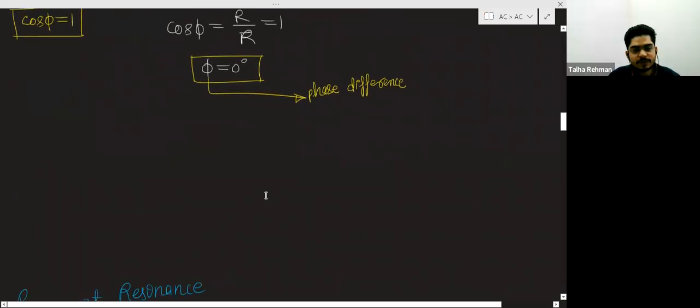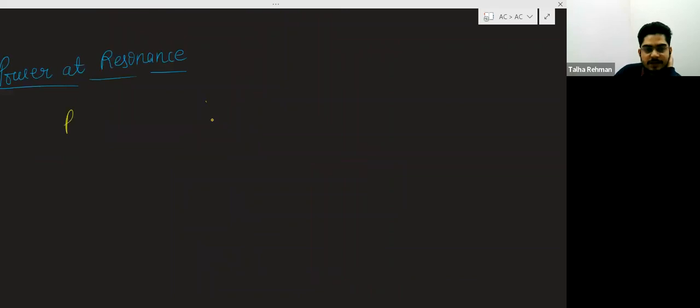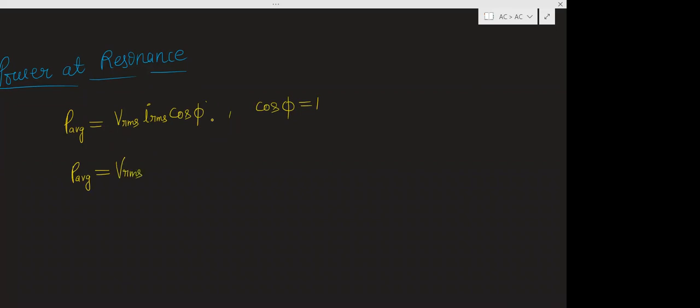Now power at the resonance. Power of the circuit, we calculate average power. So average power is given by Vrms into Irms into cos phi. Now what is the value of cos phi at resonance? That is equal to 1. So average power will become equal to Vrms into Irms only.